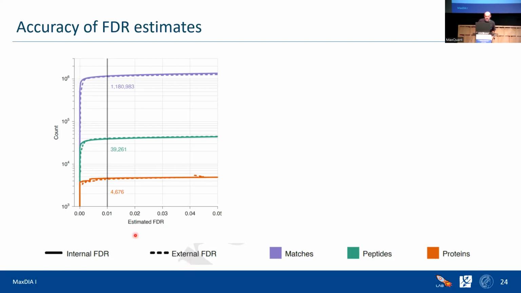Then we see these curves showing the coverage in terms of protein groups, peptides, and PSMs as a function of the FDR that we apply to the data. What you see is that the dashed and solid lines agree very well. This is just saying that the external FDR agrees very well with the internal FDR. So it's just a cross check that we didn't do anything wrong in the internal FDR calculation.